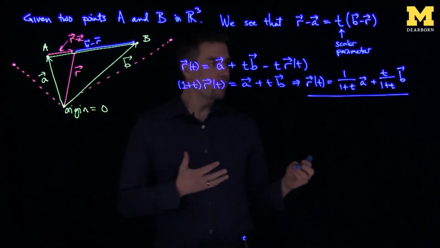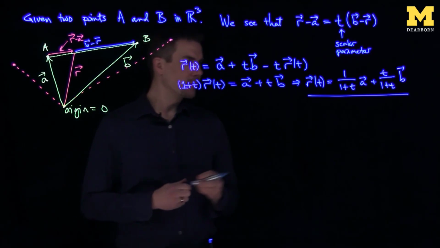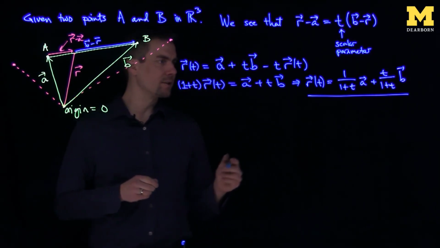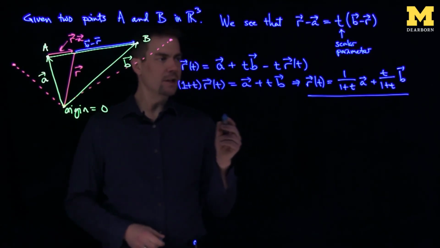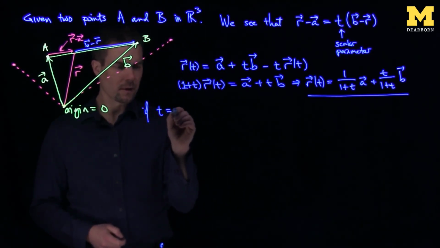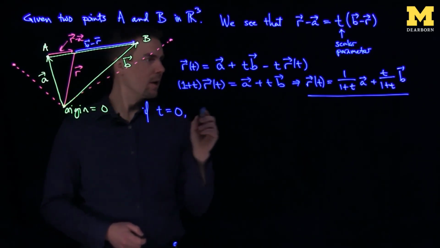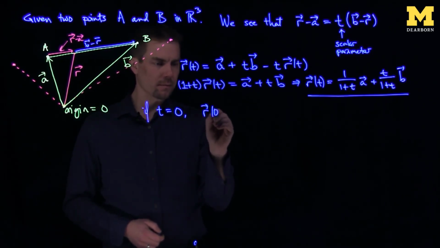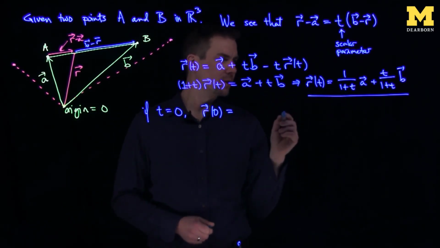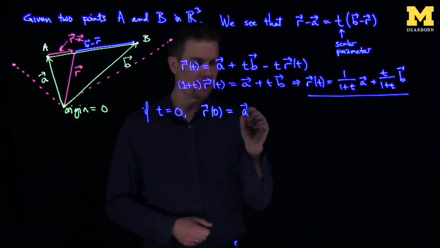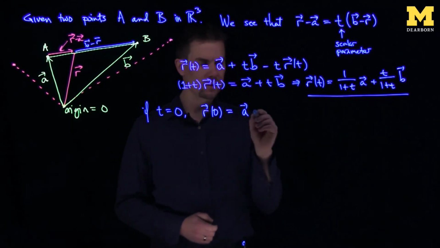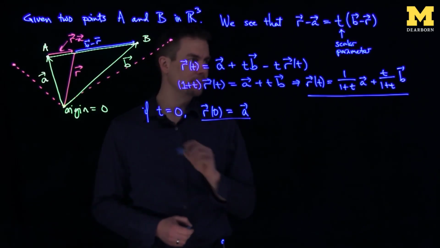We can also use different parameters and write this in a slightly different way. So let's think about different cases over here. Let's first consider the case when T is equal to 0. Then R of 0 will be 1 over 1 plus 0, which would be a 1. So that'll be just an A. And with T equal to 0, we'll have a 0 over 1, so that'll be a 0. So R of 0 is equal to A.